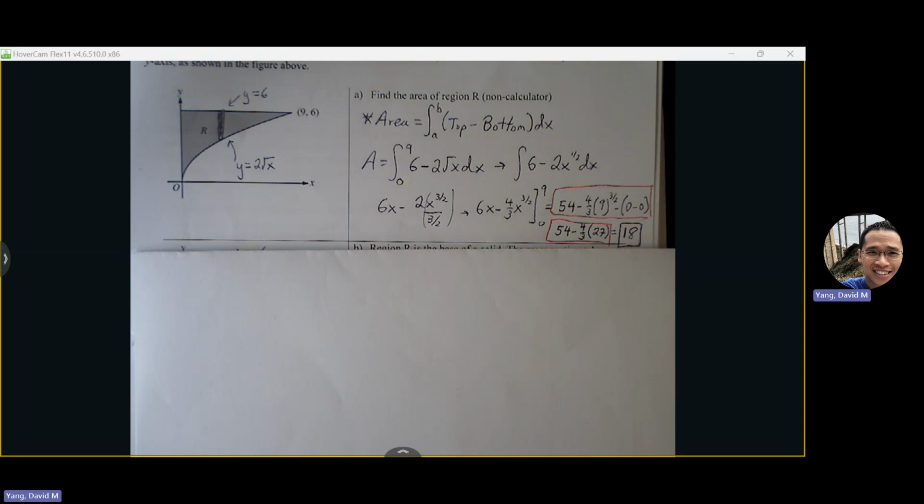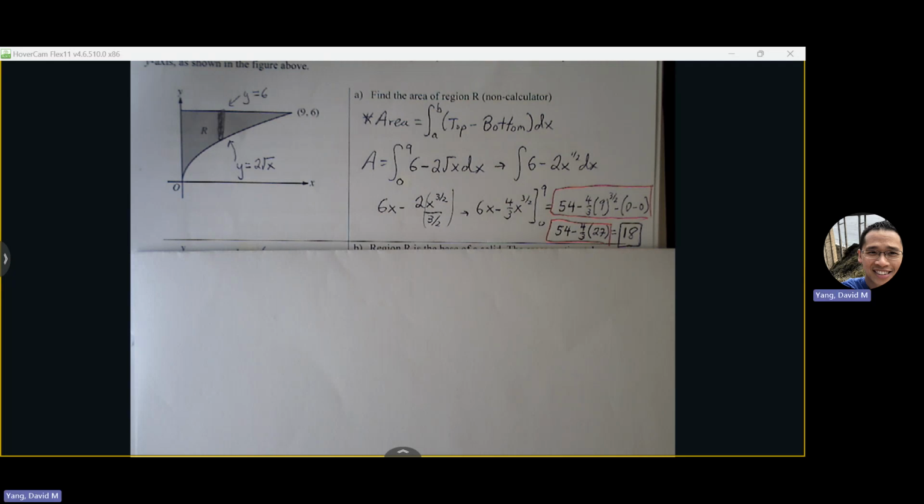This is meant to be non-calculator, so we have to go through our process of power rule. So we apply power rule, plug in upper and lower bounds, clean up, and then get down to your answer. If this is free response, I would just stop at either of these stages. I wouldn't work all the way down to 18. But if it's multiple choice, you may have to work all the way down to 18 so that you can actually match the appropriate answer.